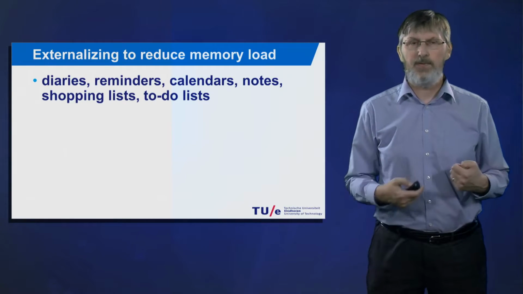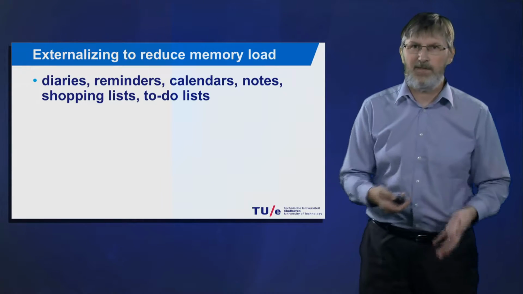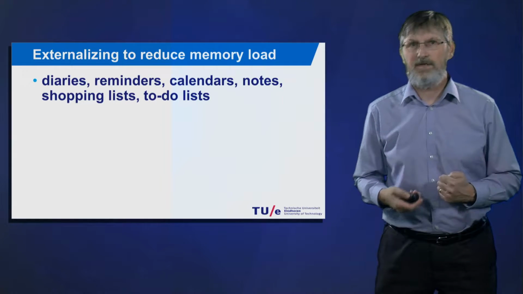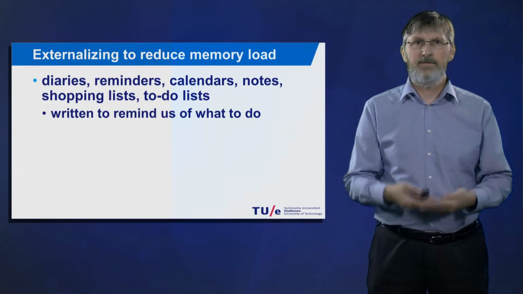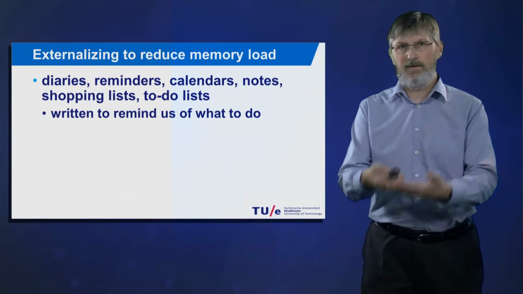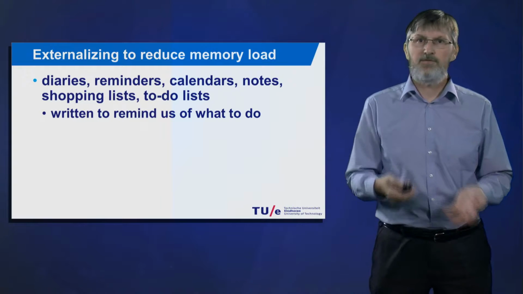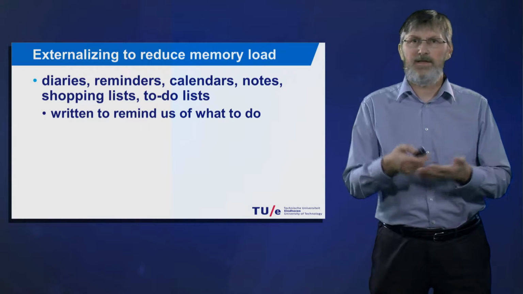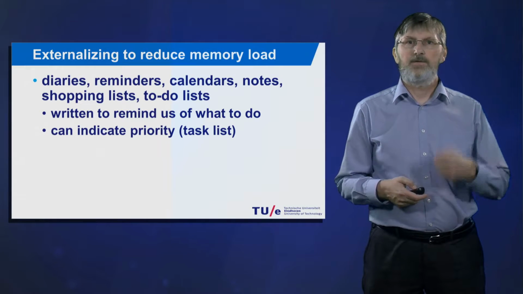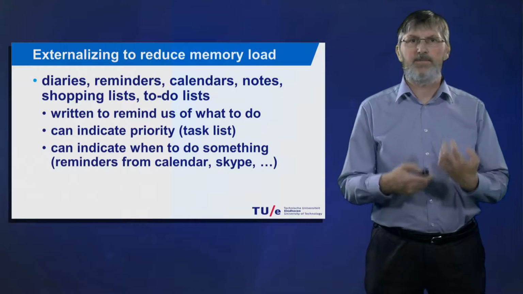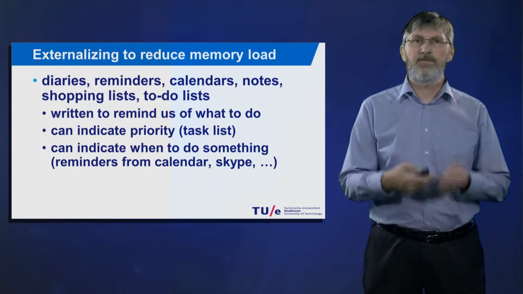When we go to a shop, we want to use shopping lists so that we don't have to remember what is different in our shopping today than it was yesterday or the day before. And we need to-do lists for tasks. They are all written either on paper or in a computer to remind us of things that need to be done. Some at a specific time, others at any time or in a certain prioritized way. So the task list, for instance, is typically not timed but has priorities. And other lists indicate when to do something.